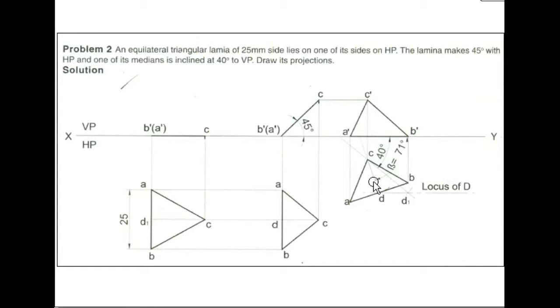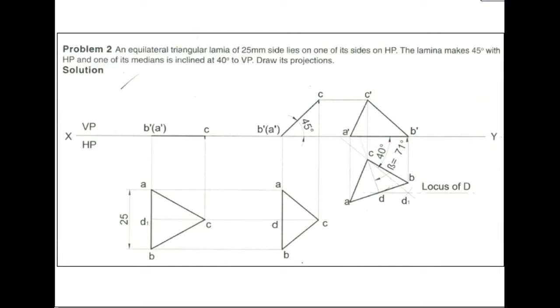I welcome you all for today's class on beta angle problem. So the problem which I am going to explain is on equilateral triangular lamina. The problem states like this. An equilateral triangular lamina of 25 mm side lies on one of its sides on HP. The lamina makes 45-degree with HP and one of its median is inclined at 40-degree to VP. Draw its projections. So how to solve this problem?